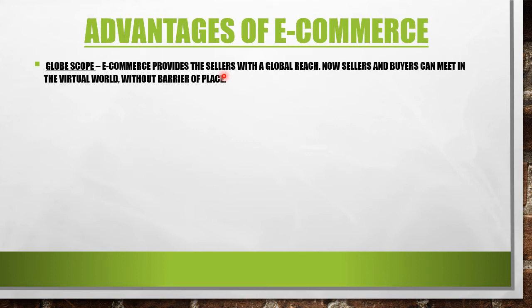Barrier means what? Obstacle. Okay, so it depends upon your service only, but it is going to give you the product. If it is available on the site, then you are having accessibility. You can access it from anywhere. So global scope means what? Any buyers and sellers can buy the products online.